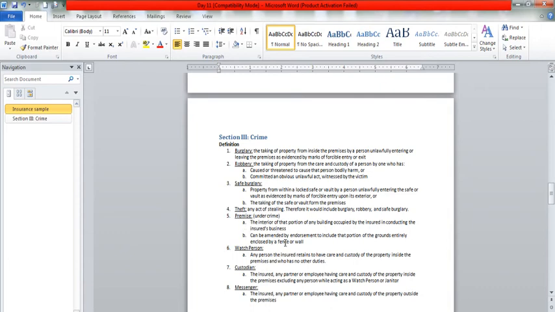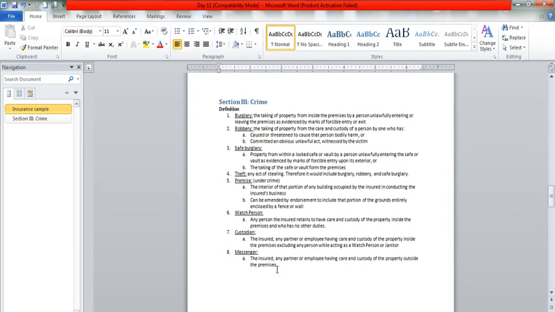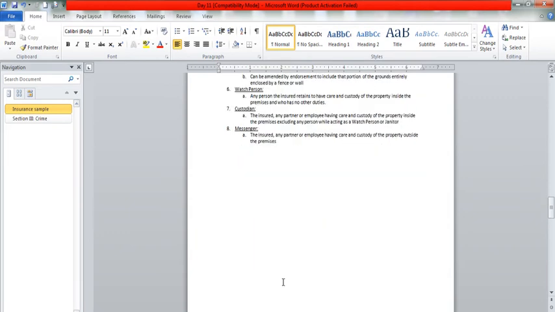Premises under crime. Obviously, premises are the locations where you are. A watch person is basically any person the insured retains to have care and custody of the property inside the premises. A security guard is one of them. A custodian, obviously, is someone who cleans up and so on. A messenger is the insured, or a partner or employee, having care and custody of the property outside the premises. That's a messenger.